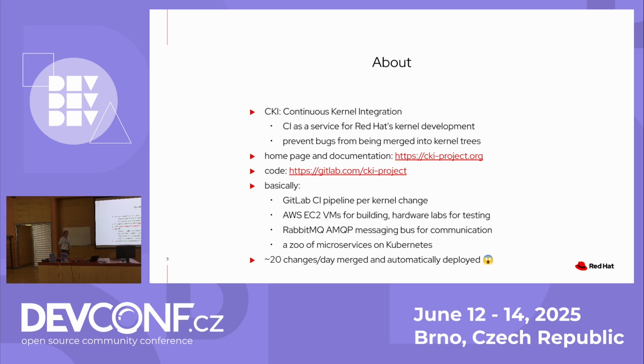CKI is a project, or a group of people in Red Hat, that are responsible for automating the kernel development and testing process. You can find the docs there, and the code is on GitLab. Basically, we run a GitLab CI pipeline, like for a normal software project, for each push and merge request. Kernel developers live there, they push, the pipeline runs, we build the kernels in AWS, and then the kernels get tested in hardware labs so that they actually work as intended. In the background, there's a message bus running and a lot of microservices connected to this message bus that keep all of this machinery working.